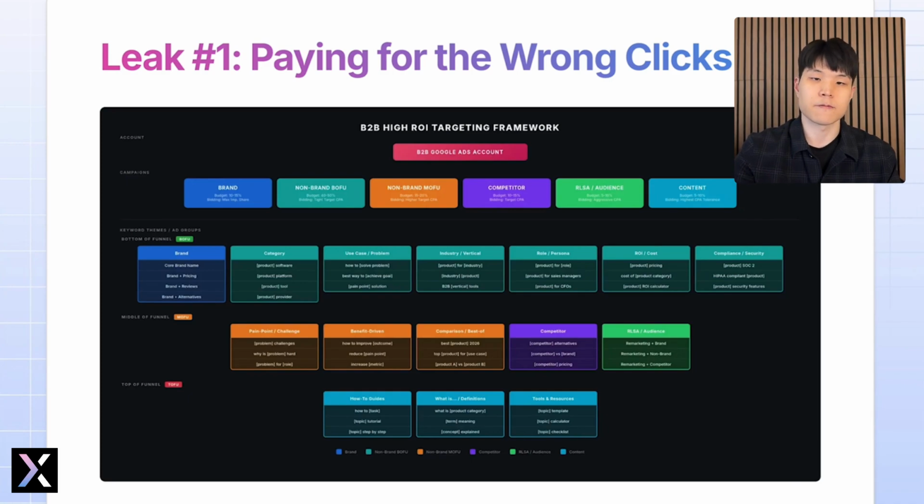The other issue is failing to prioritize by intent. If you're spending your budget on top of funnel educational searches, like how to interview a sales rep, instead of bottom of funnel buying searches, like sales recruiting agency in New York, your cost per qualified call will naturally be higher. So the fix here is what we call B2B high ROI targeting.